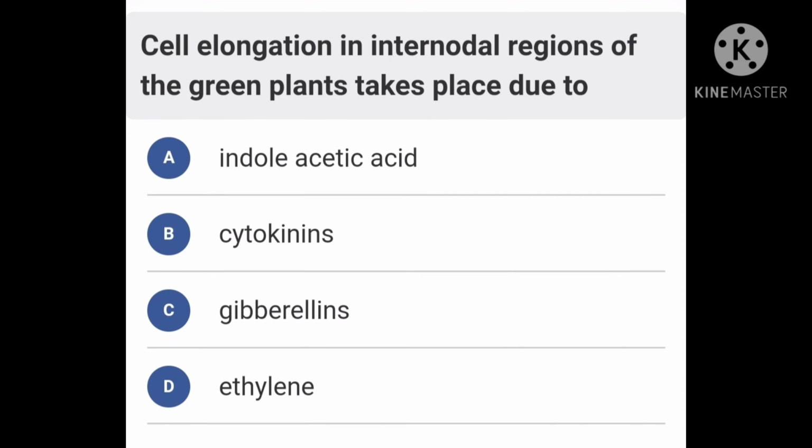Okay, next question. Cell elongation in internodal regions of green plants takes place due to option A indole acetic acid, option B cytokinins, option C gibberellins, option D ethylene. Gibberellins are growth hormones that stimulate cell elongation and cause plants to grow taller. Gibberellins also have a role in other processes in plants including germination, flowering and fruit ripening. So the right option for this question is C, gibberellins.